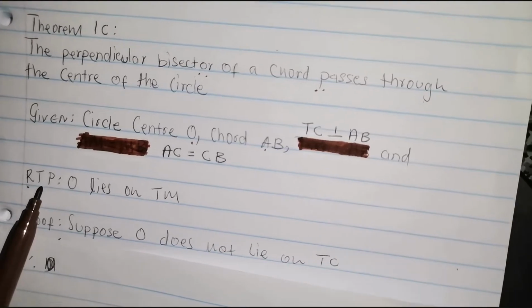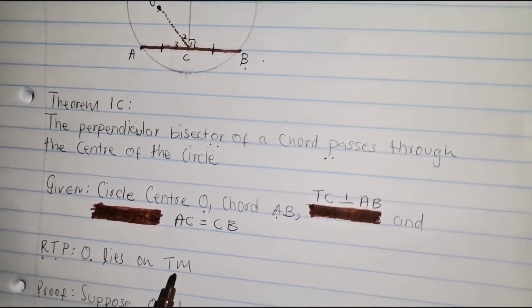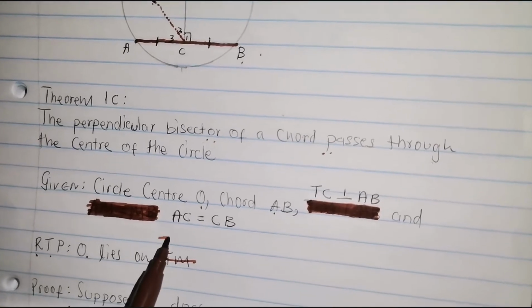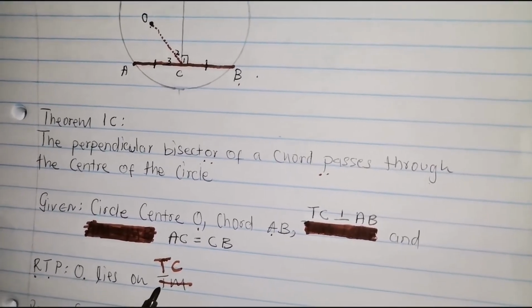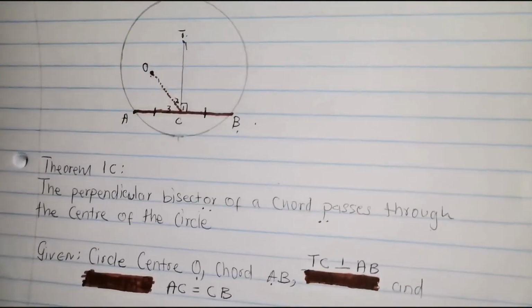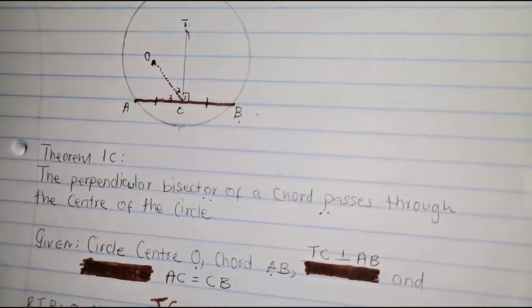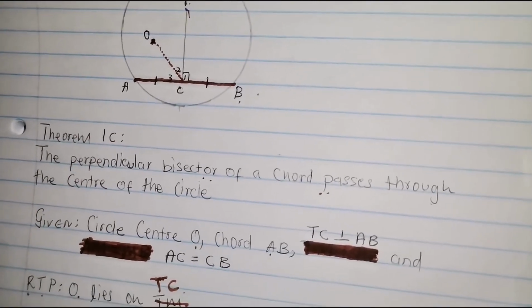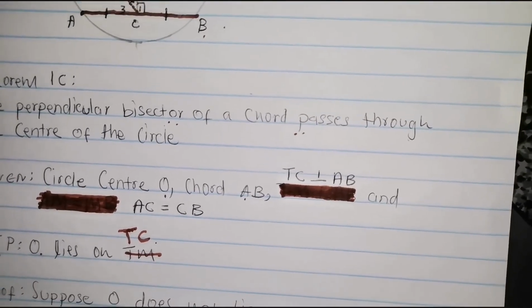We are required to prove that O lies on TC, not TM, guys. Sorry, TC, not TM, TC. O lies on TC. I hope you understand. O, the center O, lies on TC. So simple, right? So let's suppose that O does not lie on TC.